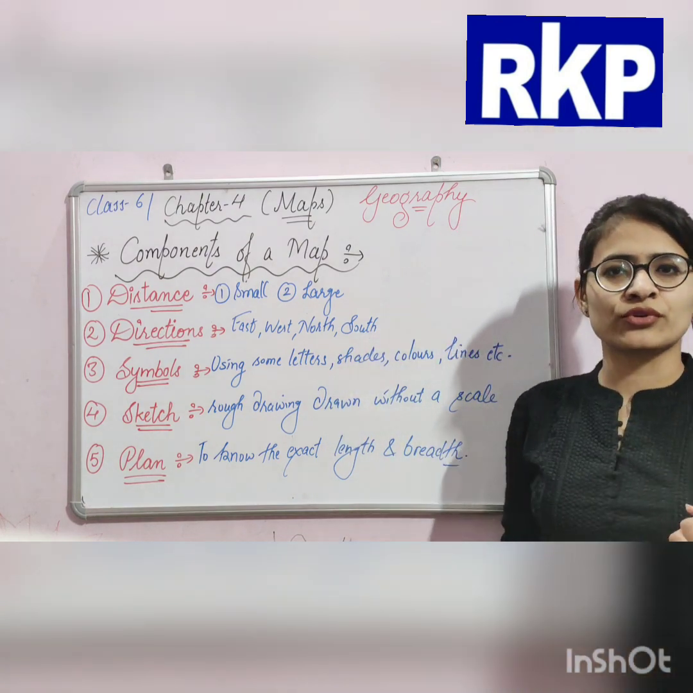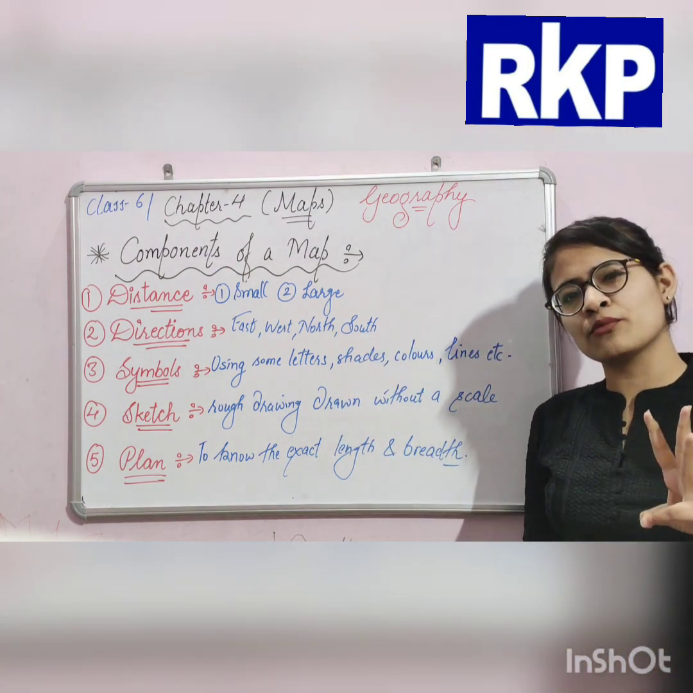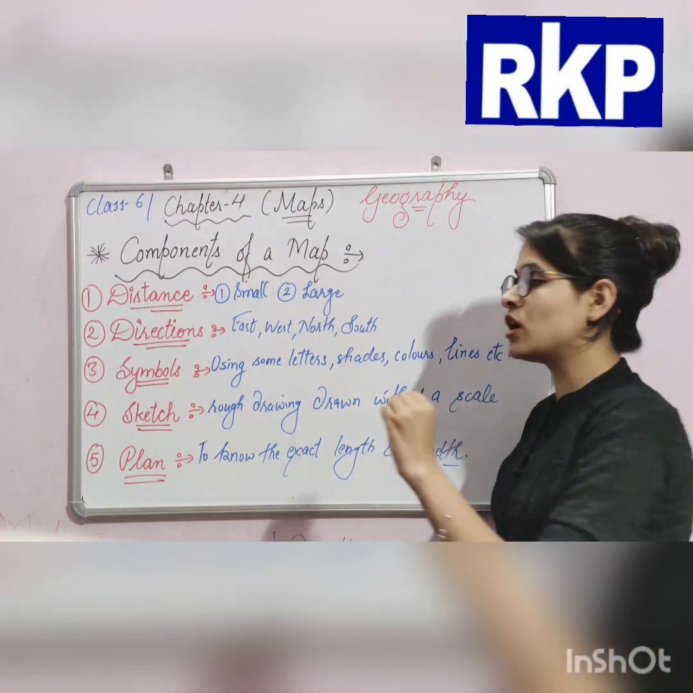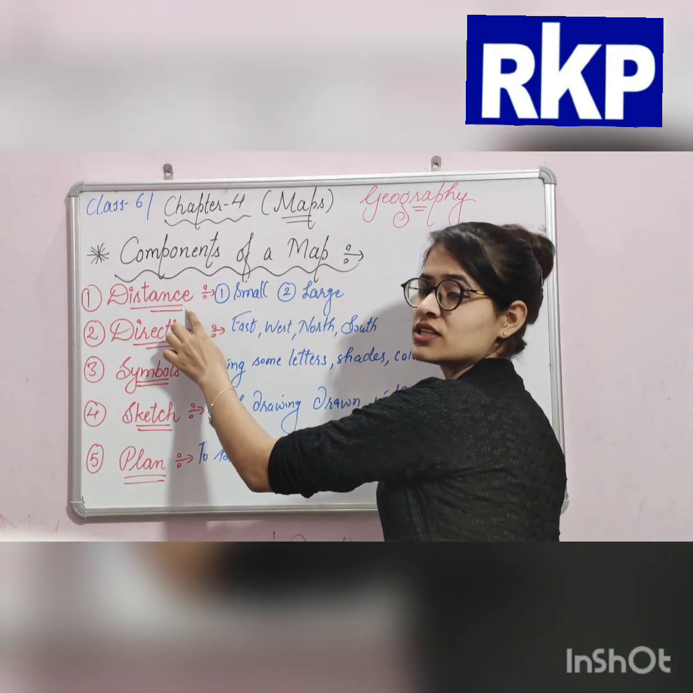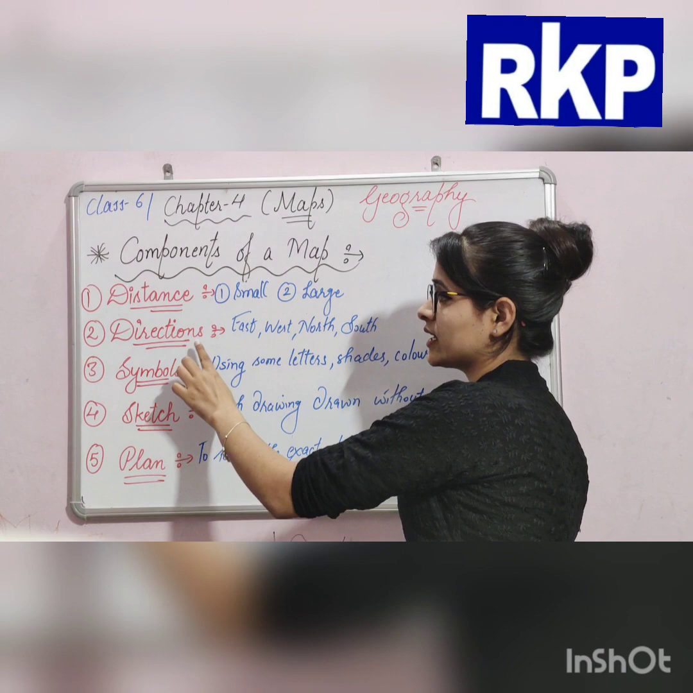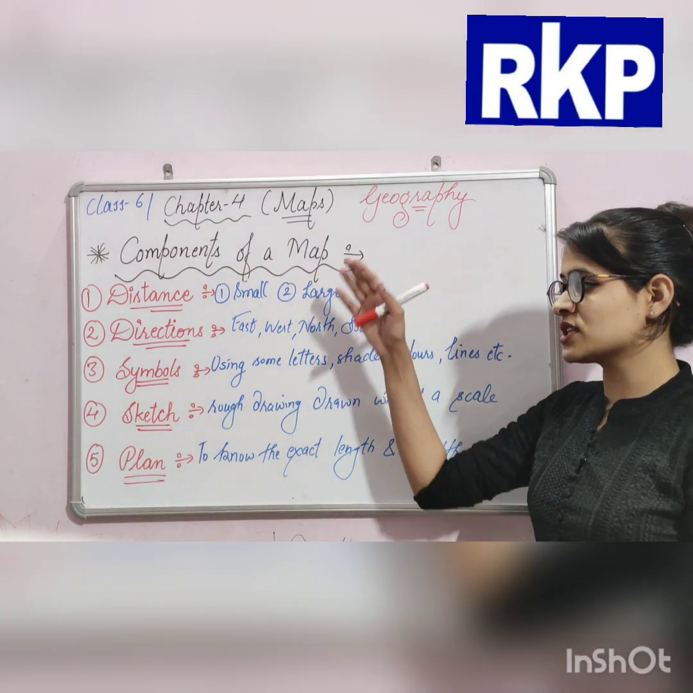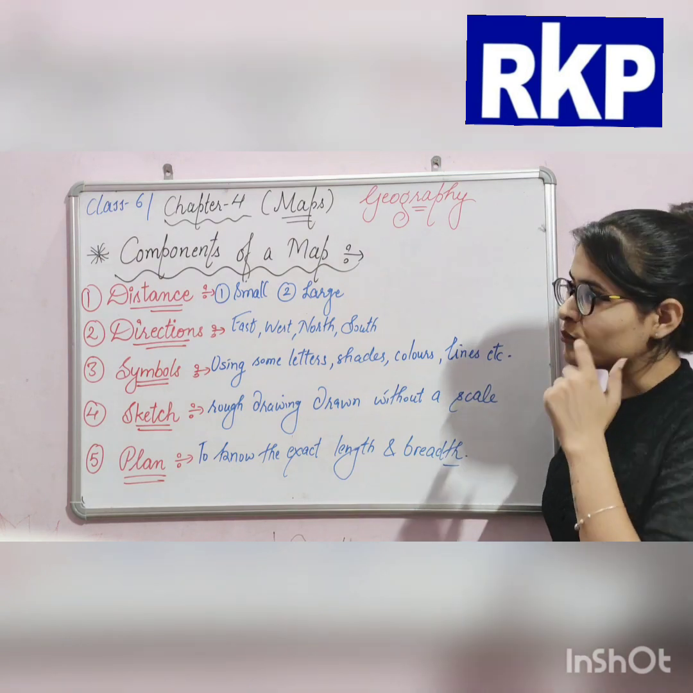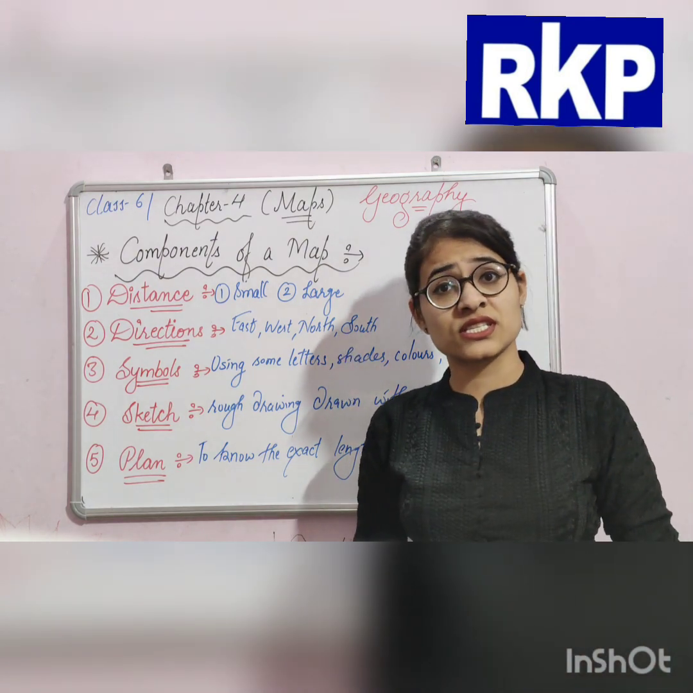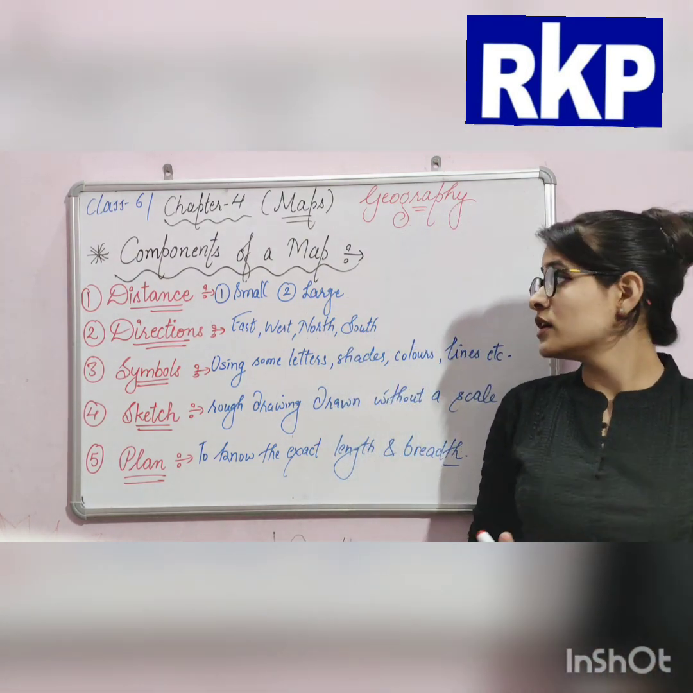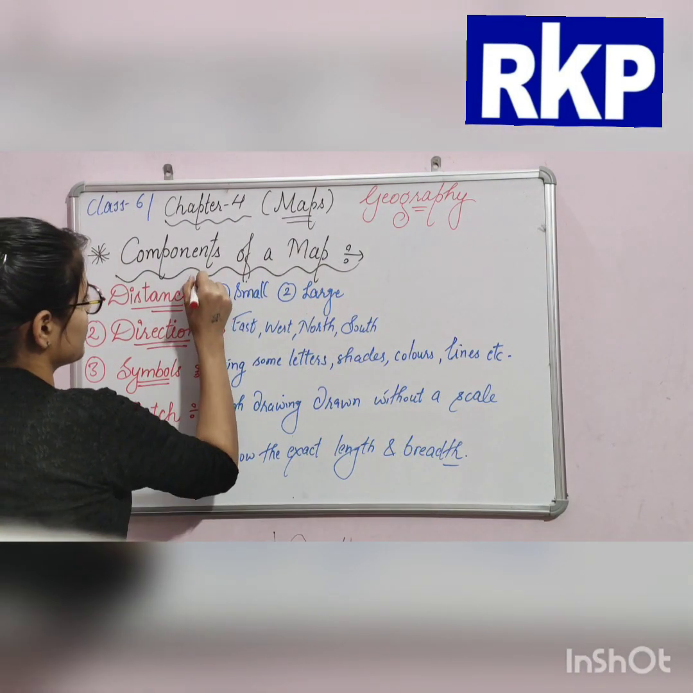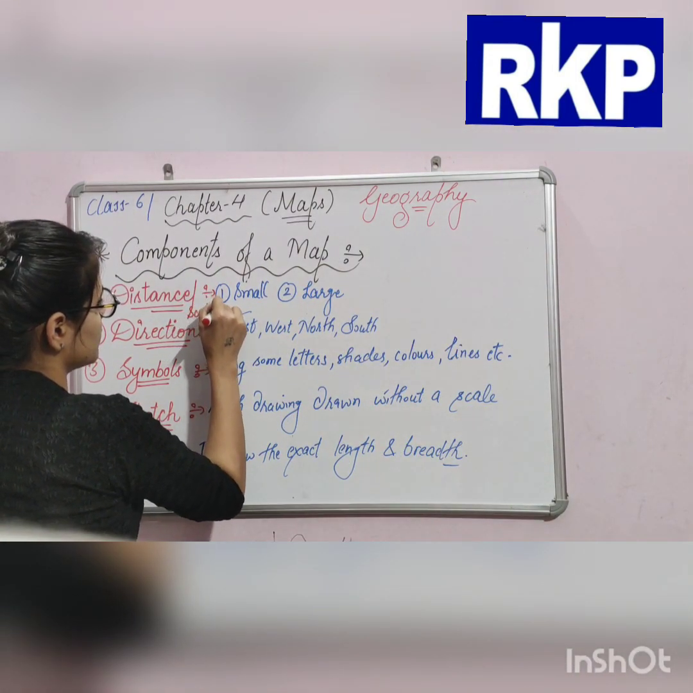But the most important, the three main components of a map, are distance or scale, second is direction, and third is symbols. We are going to discuss all these components. So first is distance or scale.